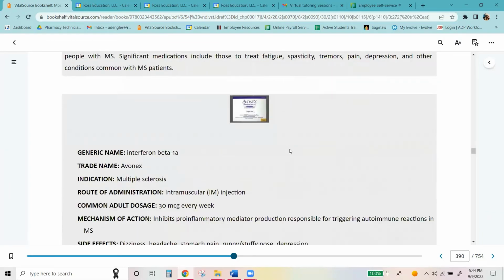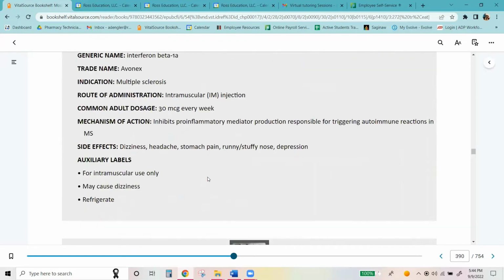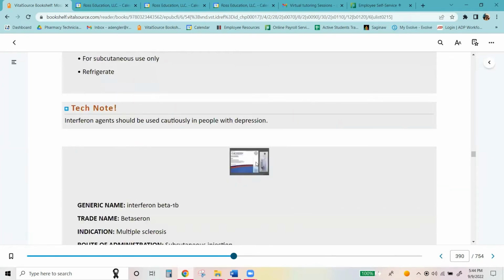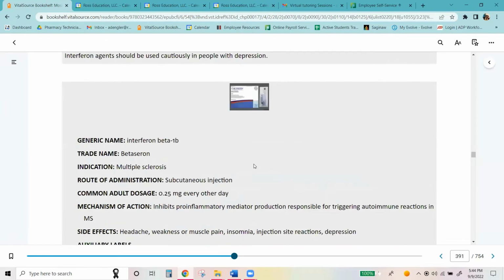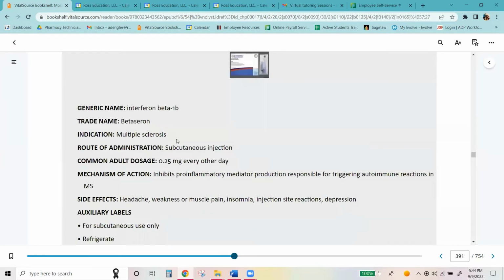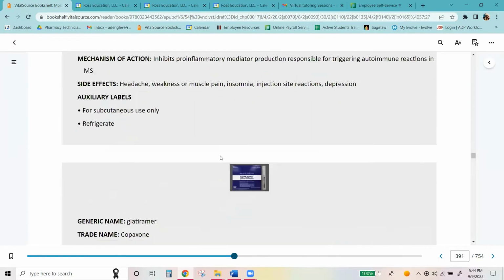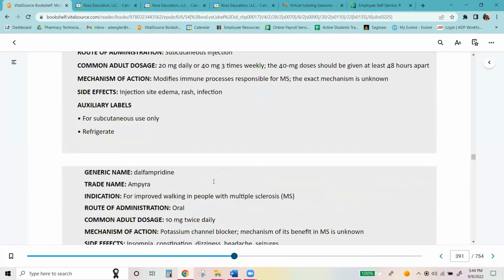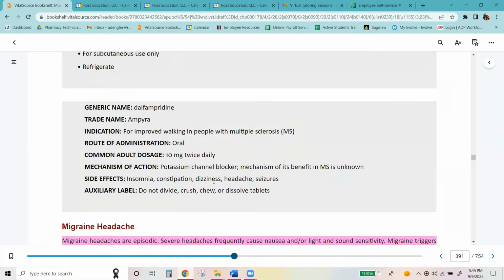A lot of medications for MS are injectable. So we have the medication Avonex. It is an IM injection. The medication Rebif, which is a subcutaneous injection, so just under the skin. Also Betaseron, subcutaneous injection. The medication Copaxone. The medication dalfampridine is oral.